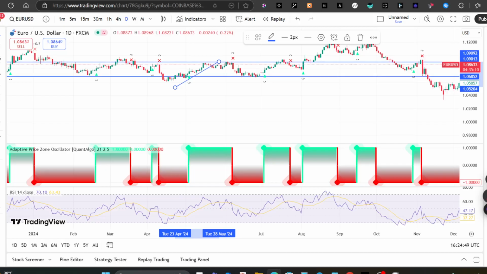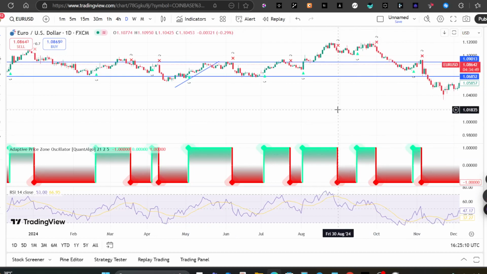To wrap things up, the price zone oscillator is a powerful tool that can help you identify key price zones in the market, support and resistance levels where price may reverse. When used correctly, it can give you a clear edge in your trading strategy by providing an early warning of potential price changes. Remember, it works best when combined with other indicators like moving averages, RSI, or MACD to confirm trends and potential reversals. So make sure you integrate it into your overall trading strategy if you wish.